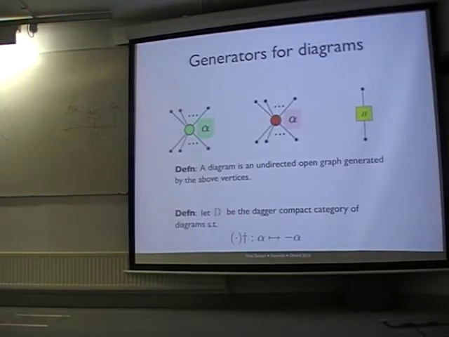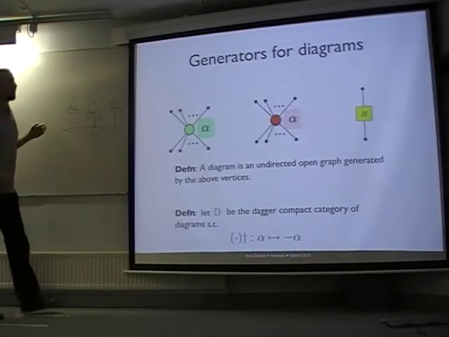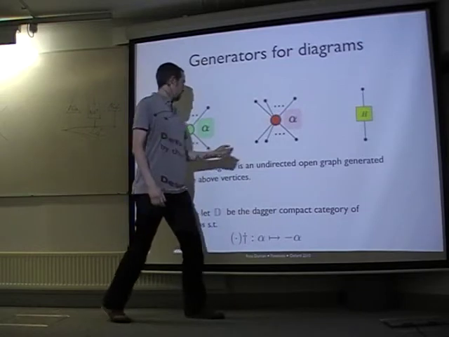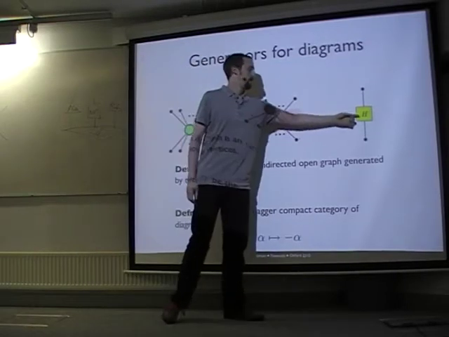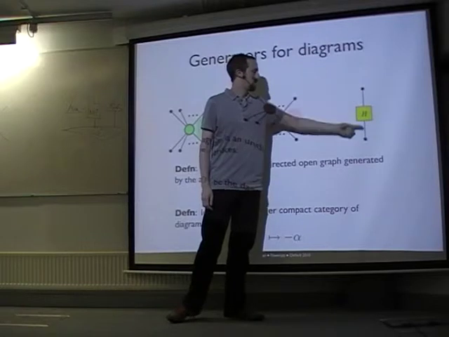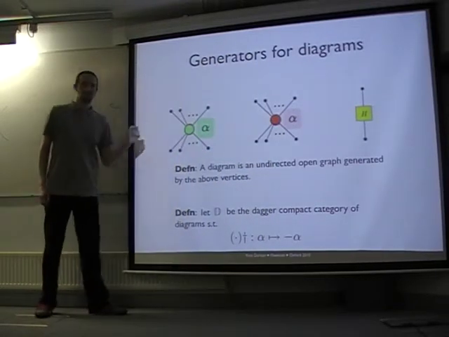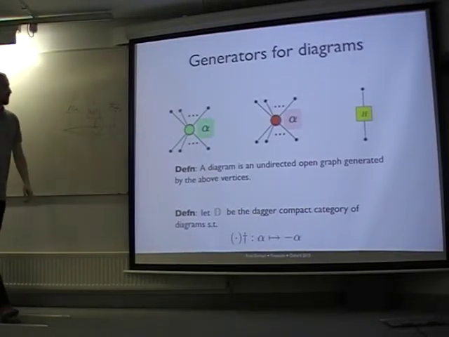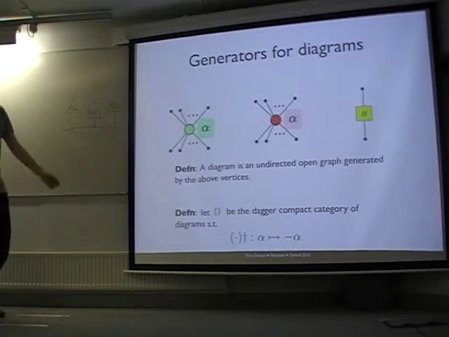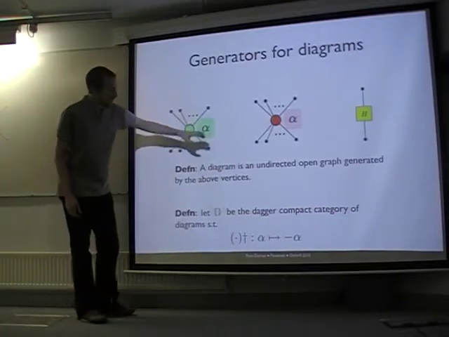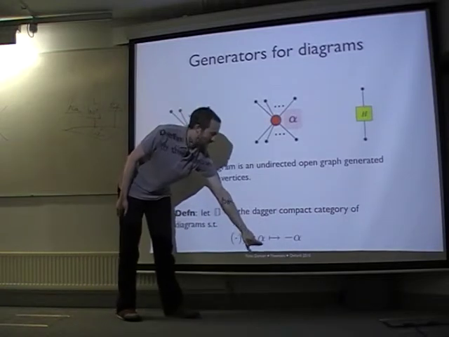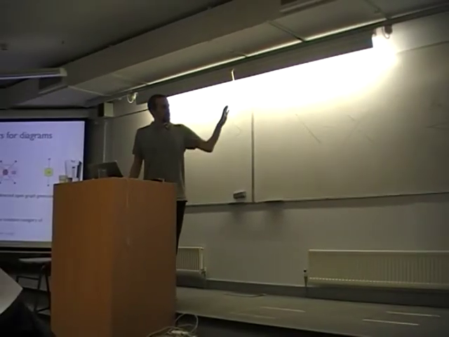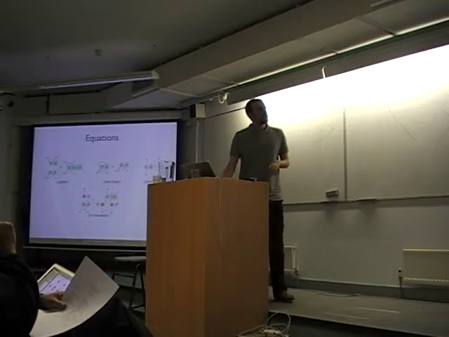So here's the idea. Our diagrams will be generated by these guys: green dots with an angle, red dots with an angle, and H. H has exactly one input and one output, whereas these can have arbitrary numbers of inputs and outputs. And so we take these generators, and effectively we're going to consider the free dagger compact category generated by these guys, with the convention that the dagger is going to send each angle to minus the angle. Okay, so that's the generators, so we get graphs, and we have some equations.